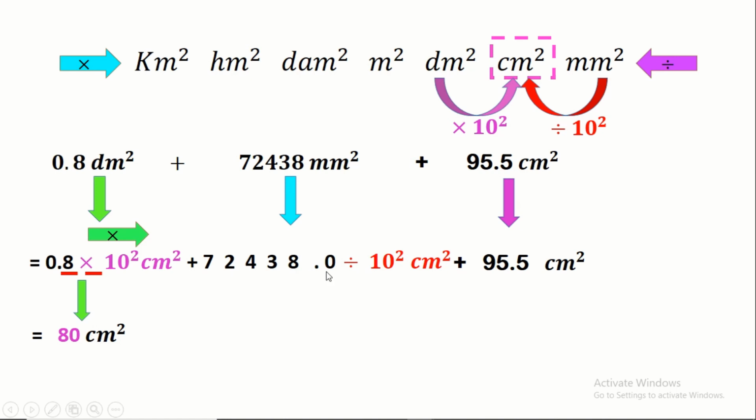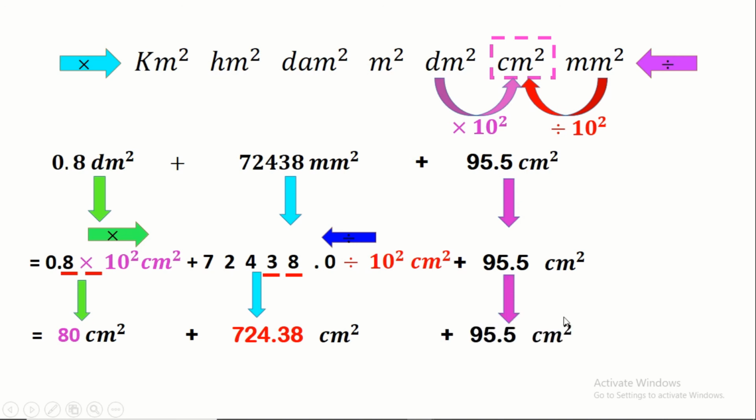What about the second one? Divided by. How to move the point? When we have divided by, we move it to the left, the same as the sense of the arrows here. For divided by, we move the point to the left. For times, we move the point to the right. Here the same procedure. So we should move the point to the left by 2 digits, 1, 2. By 2 digits, we have 10 power 2. Where should the point be right now? Between 4 and 3. So it's 724.38 centimeter square. Now we just copy the third one, the same, in centimeter square. Now we have all of them in centimeter square, so we can add them.